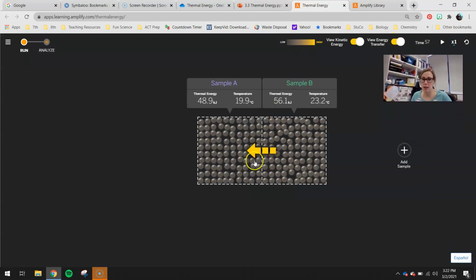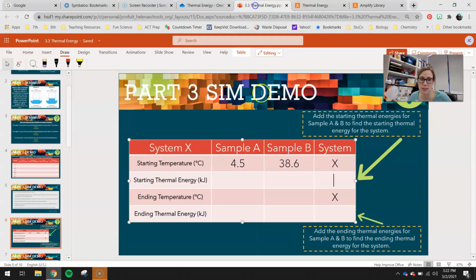And then again, when that yellow arrow goes away, you have reached equilibrium and you can go ahead and record your final data. So your ending temperature, what is it? And then your ending thermal energy, what is that? So for sample A, sample B, if they're at equilibrium, what do you guys know about the ending temperature and even maybe the thermal energy there? What can you guys observe about that? Definitely your ending temperature though. And then add the ending thermal energies for sample A and B to find the ending thermal energy for the system. So add up this box plus this box and that will be your system's thermal energy.